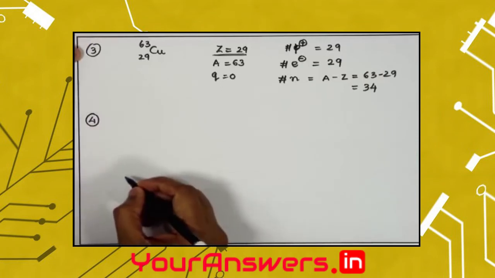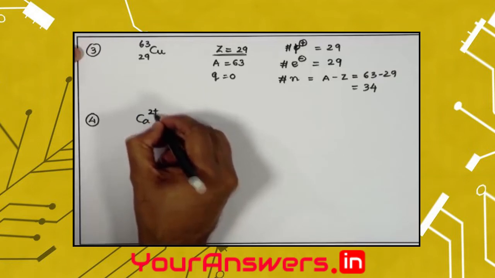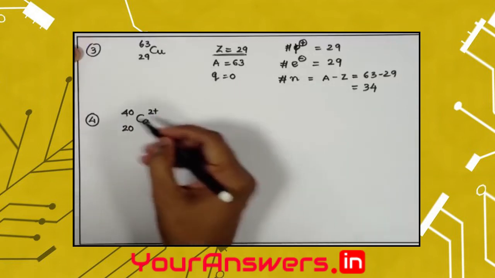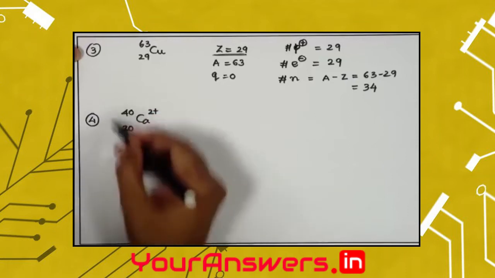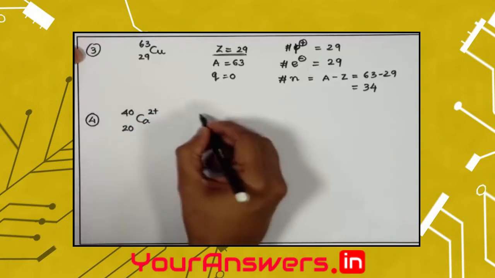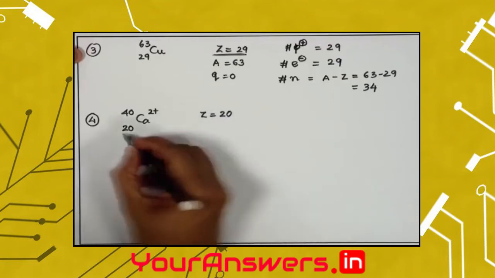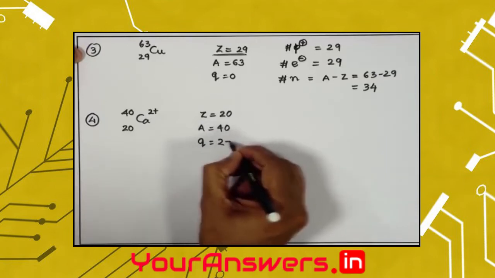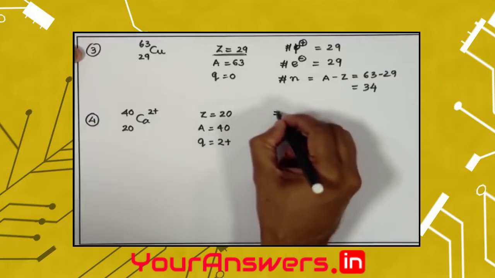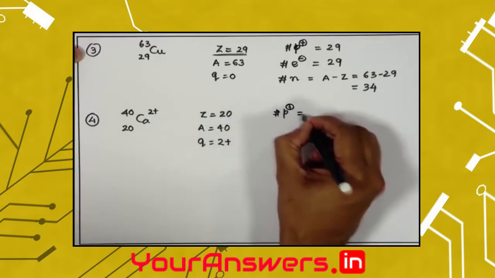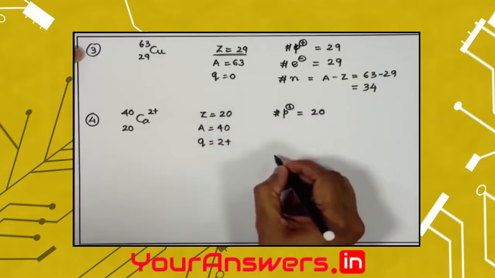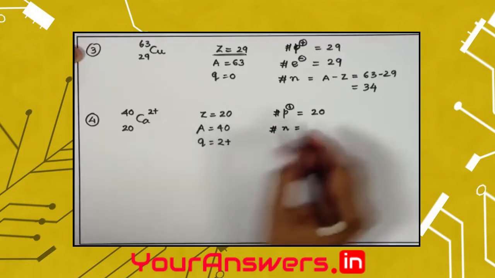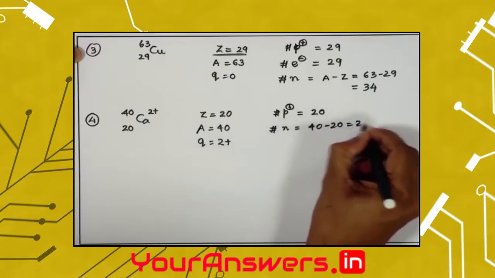Let us look at another example. This time it is calcium 2 plus, mass number is 40, atomic number is 20. This 2 plus or 1 plus or 2 minus represents that this atom is actually in an ionic state. So this is a cation. In this case, of course, Z is 20, which is the atomic number. Mass number is 40 and charge is plus 2. Alright, so let us find out how many protons there are. It's easy because Z represents the number of protons, so the number of protons is 20. How many neutrons? Since mass number is 40, 40 minus 20 is 20, there are 20 neutrons.